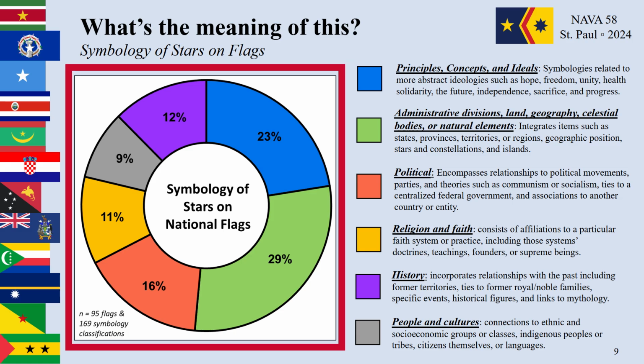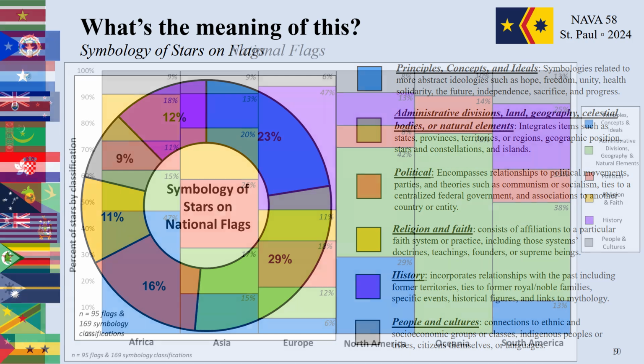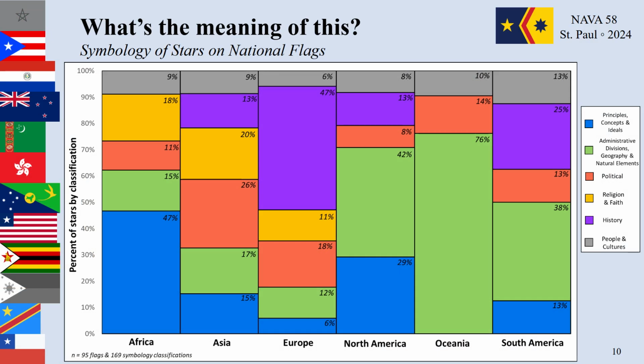You can see on the pie chart on the left side of the slide here how those all broke up of all national flags. I will note that there were 169 total star symbology classifications that I made because some stars had more than one meaning. So I didn't try to limit it to one meaning per star, because that would be nearly impossible, and I thought it would add too much bias to which meaning is more important. So you can see that nearly a third of all stars on flags have some tie to administrative divisions, land, geography, and celestial bodies.